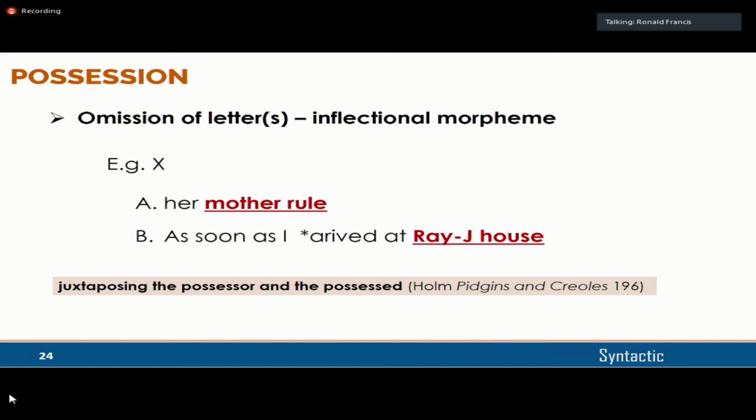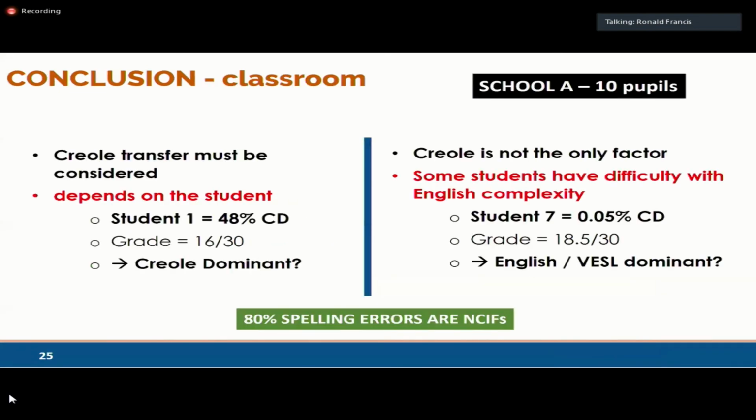So what I'm finding is that, again, in trying to investigate spelling, which is not the center of my research, I'm seeing a lot of connections between spelling and phoneme influence, spelling and how students speak, and even spelling and syntax. So what is the conclusion of all of this? Well, on a whole for my research, just considering one school, for example, school A, which is the smallest one and has 10 pupils, it is that on one side, Creole transfer must always be considered, but it depends on the student.